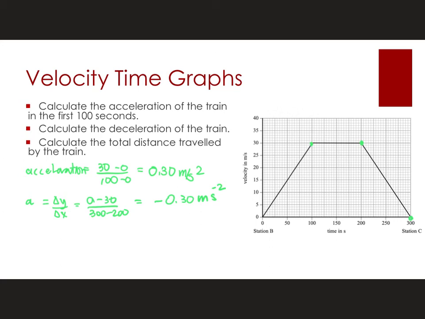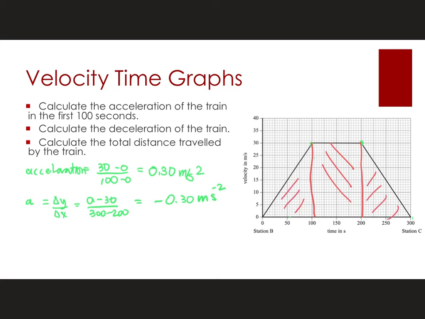Now, the last part, calculate the total distance traveled by the train. As you should know from my previous video, in order to get distance traveled on a velocity time graph, I need the area found underneath. Now, here's the thing. I don't ever remember the equation for the trapezoid or trapezium. So what I'm going to do is I'm going to break this into two pieces. Or three pieces, a rectangle and two triangles.